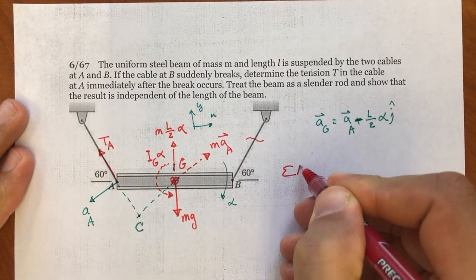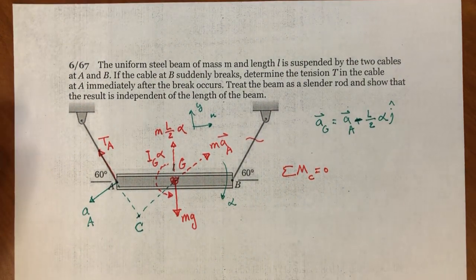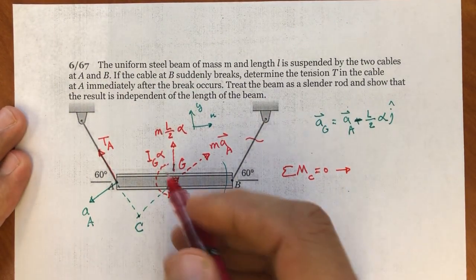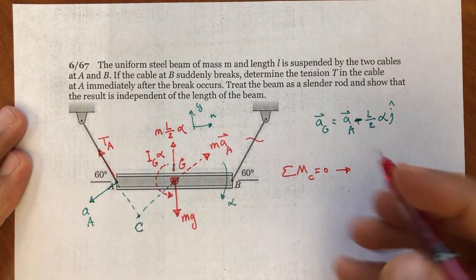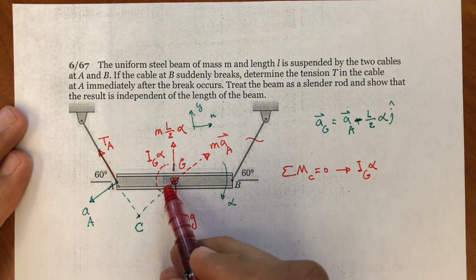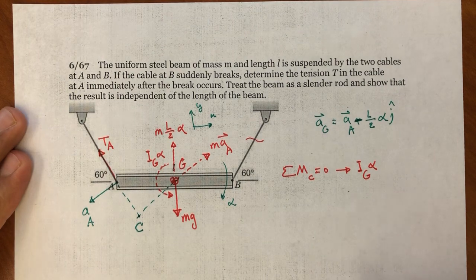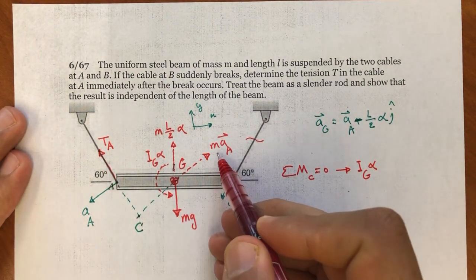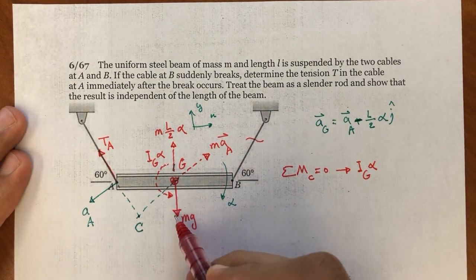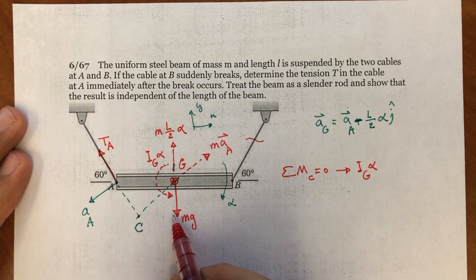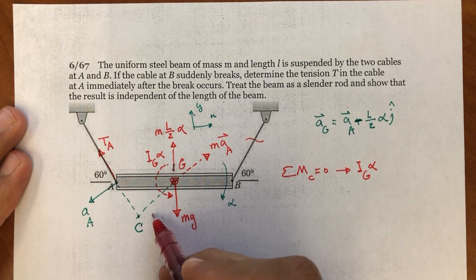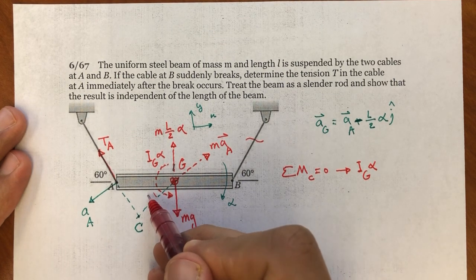Sum of the moments about point C is equal to 0 because we have a static problem here. So I have this moment, Ig alpha. Moment is a free vector, so the moment of this moment about any point is the moment itself. Then moment of TA and this force about point C are 0, so I don't need to write them. Moment of mg is going to be mg times this distance. And this distance is equal to this length times cosine of 30 degrees. This angle is 30 degrees, right?